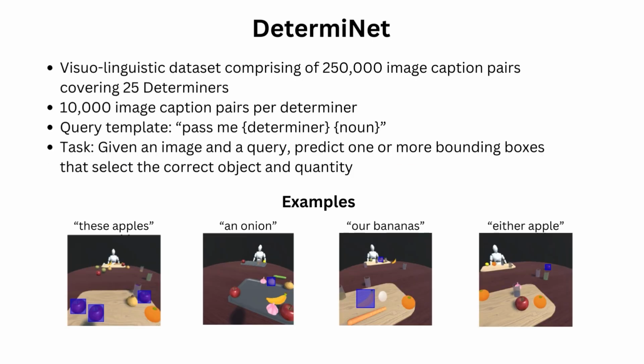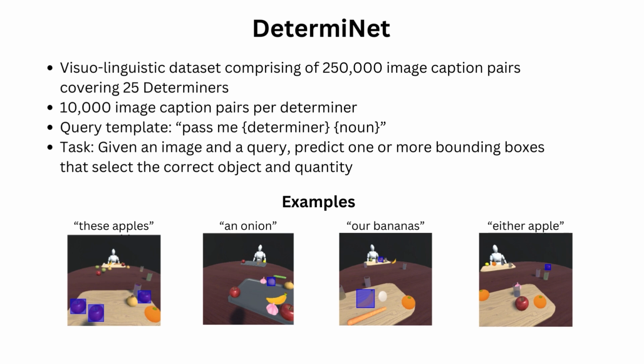To bridge the foundational gap in existing visual language models, we have created DetermiNet as the main contribution of our paper. DetermiNet is a visual linguistic dataset comprising 250,000 image caption pairs covering 25 determiners. Each caption query is structured in a pass-me determiner noun format. Given an image and query, we predict one or more bounding boxes that select the correct objects and quantities.